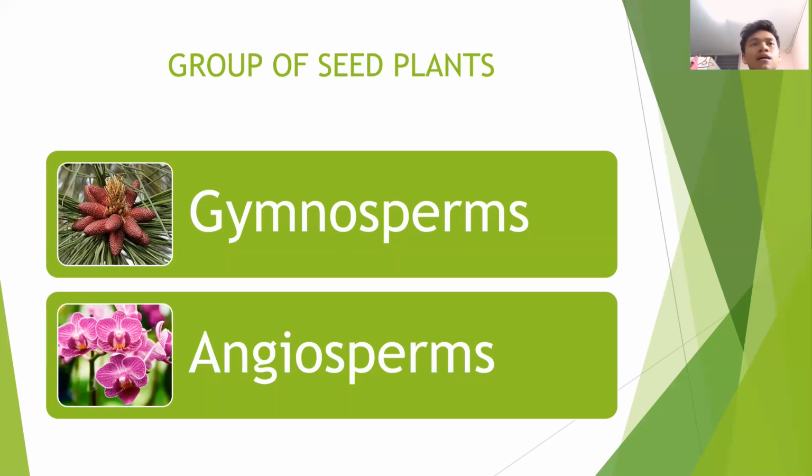So, seed plants are separated into two groups. First, gymnosperms, and second, angiosperms.